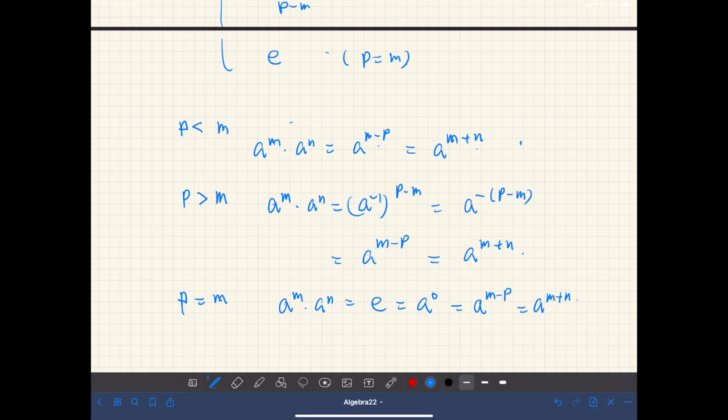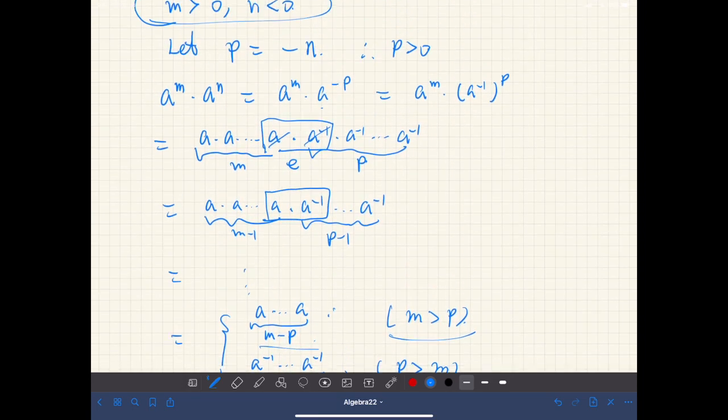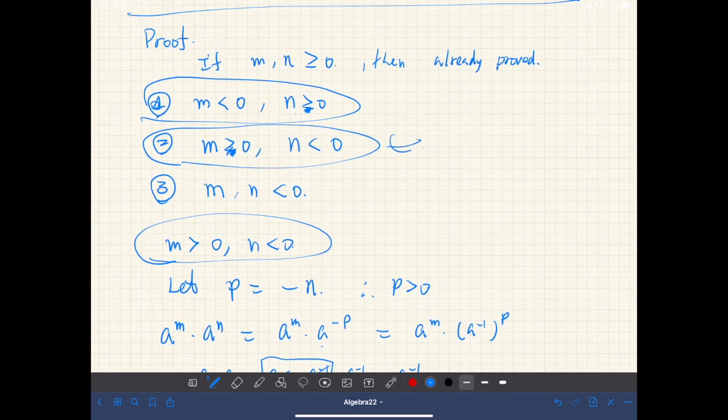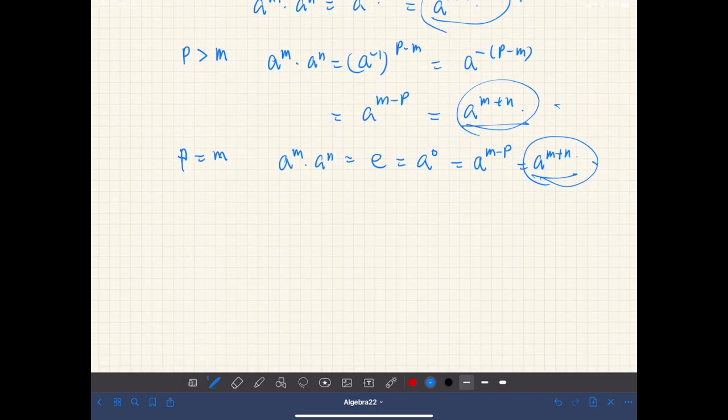So in any case, we have the same result. That is the one we wanted to prove. So at least for this case, the statement is true, but we can prove in a similar manner for this and this. So you should try that. And we finish our proof.